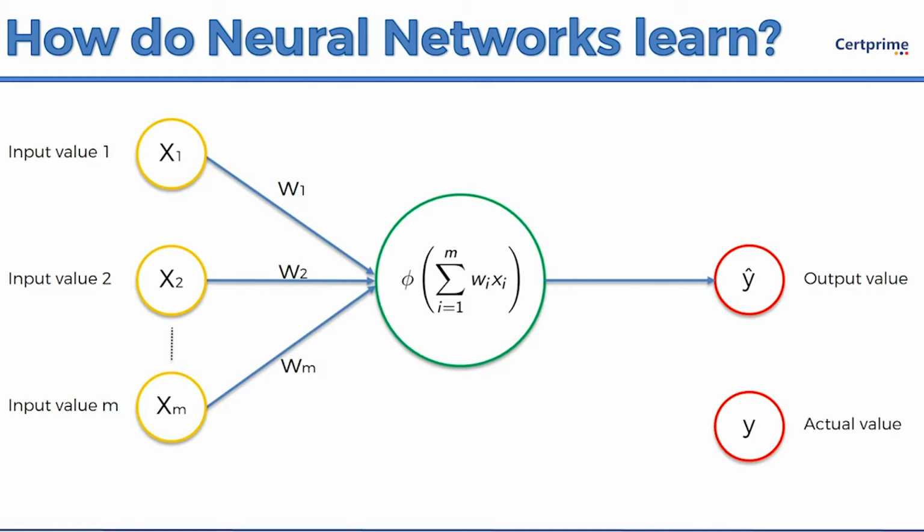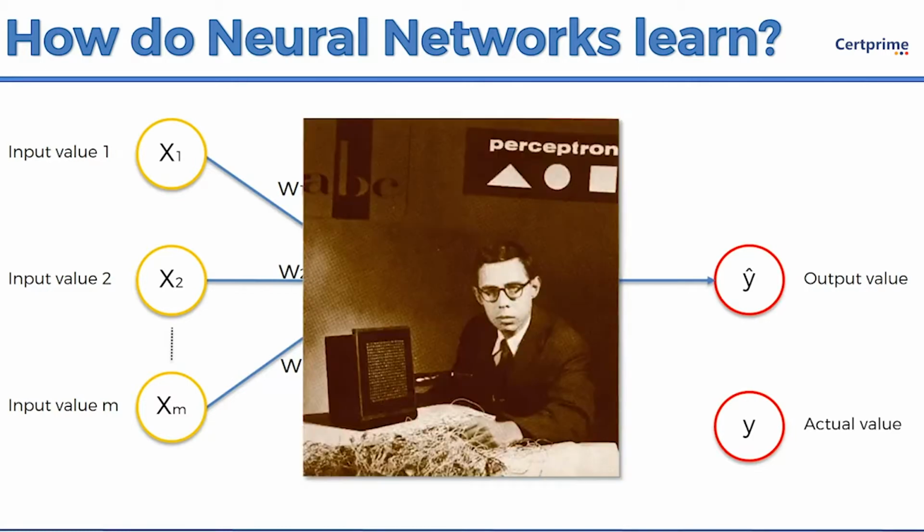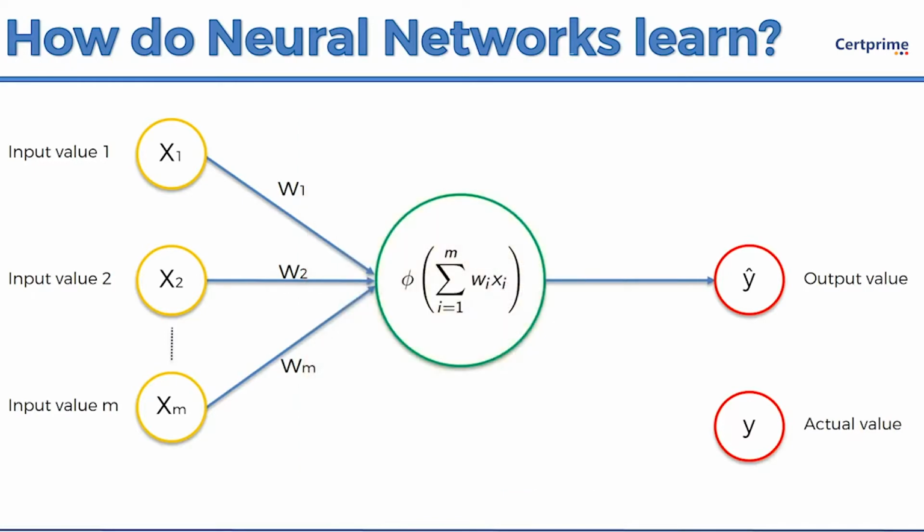The perceptron was first invented in 1957 by Frank Rosenblatt. And his whole idea was to create something that can actually learn and adjust itself. And this is what we're going to be looking at now. So we've got our perceptron. Let's see how a perceptron learns.